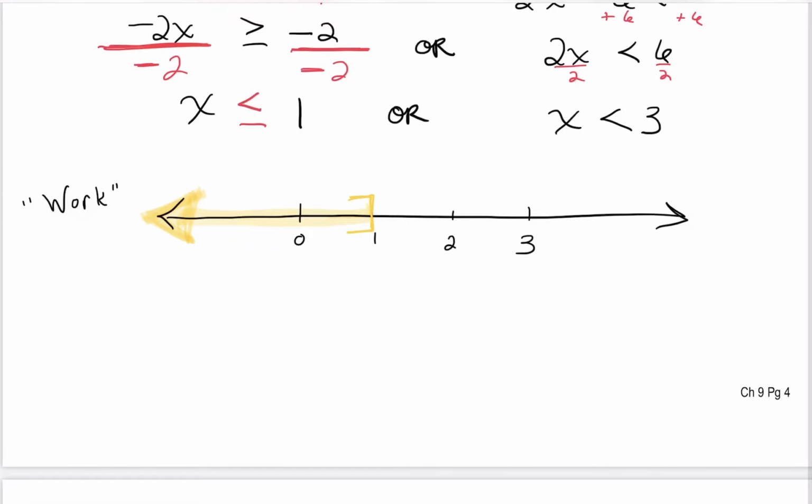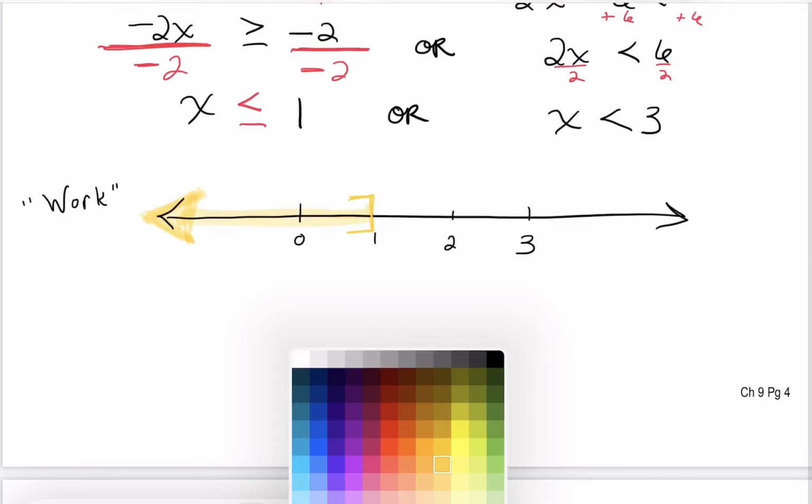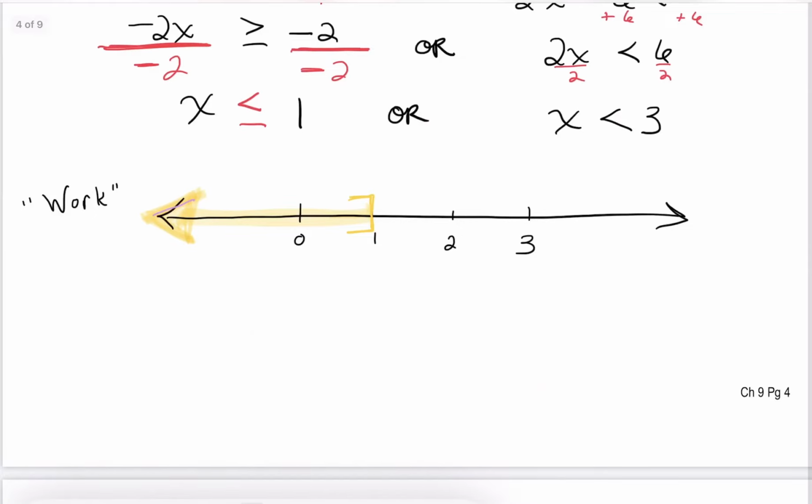Now, the second one I want to think about the graph of is x is less than 3. So now let's take a look at 3. Again, it's a less than, so I'm looking at shading to the left of the 3. So this is everything going left of the 3. This time I don't want to include the 3, so a parenthesis here.